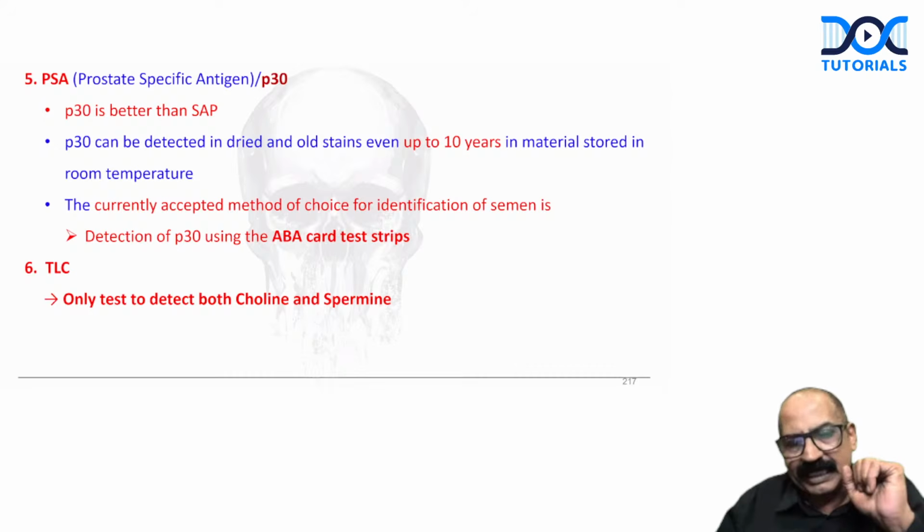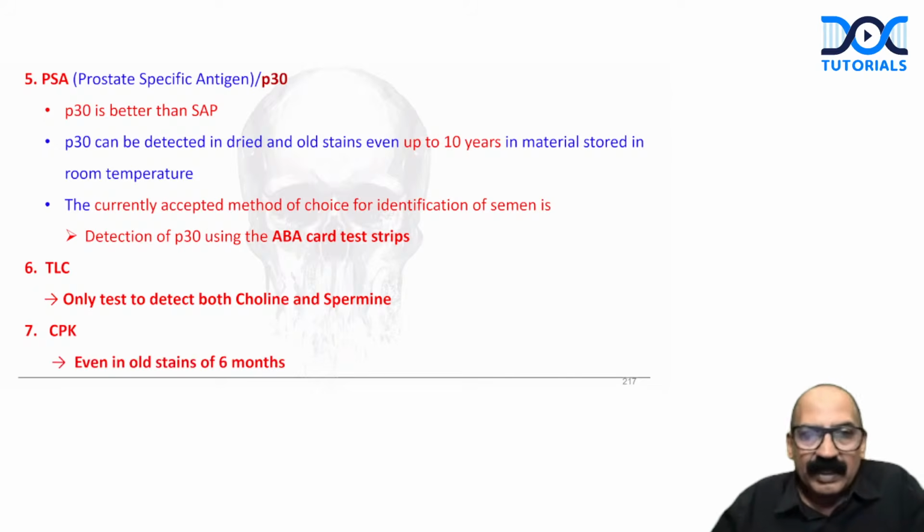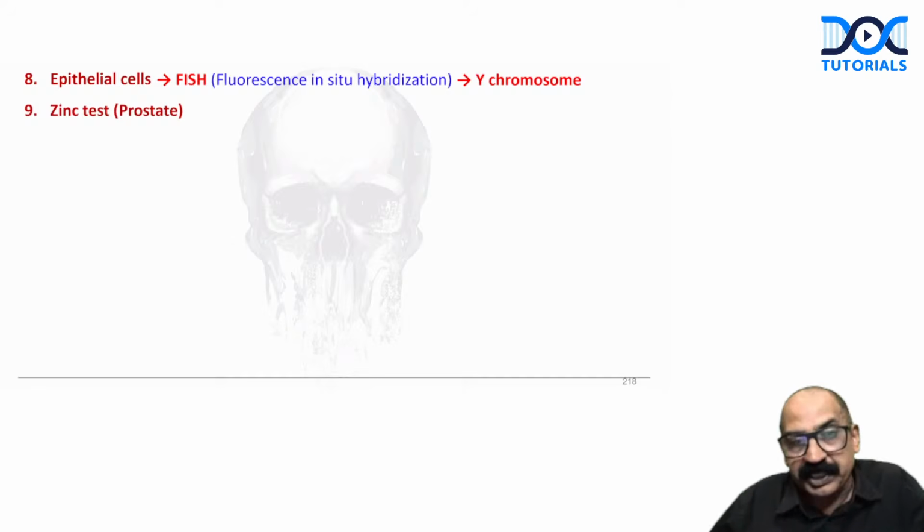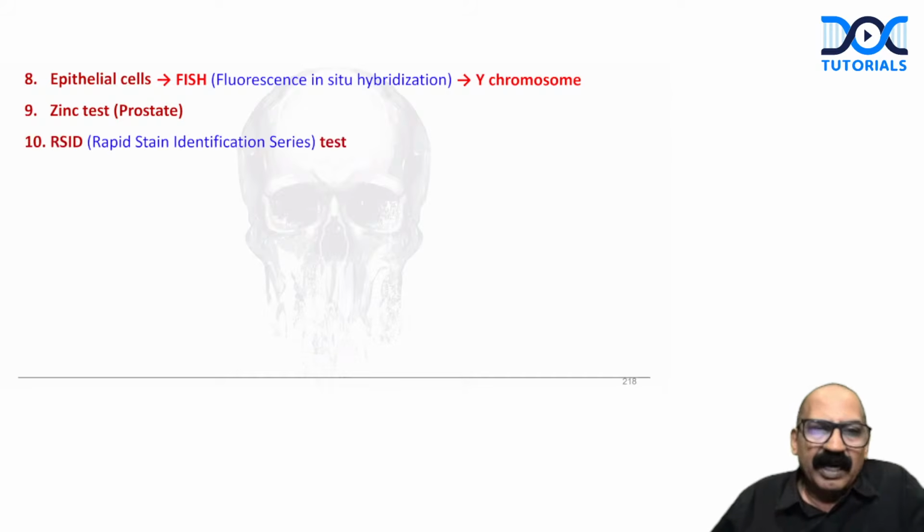CPK, creatine phosphokinase, where stain can be identified even up to 6 months. P30, 10 years. CPK, 6 months. If you see Y chromosome by FISH, fluorescence in situ hybridization, definitely can say that it is male tissue. Zinc test. Prostatic secretion is rich in zinc. And finally, rapid stain identification series test.